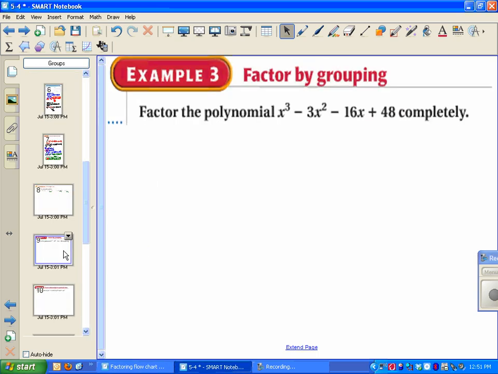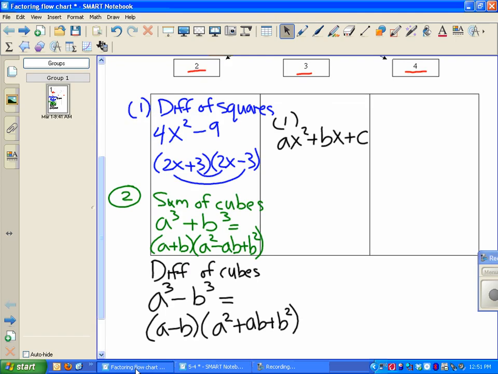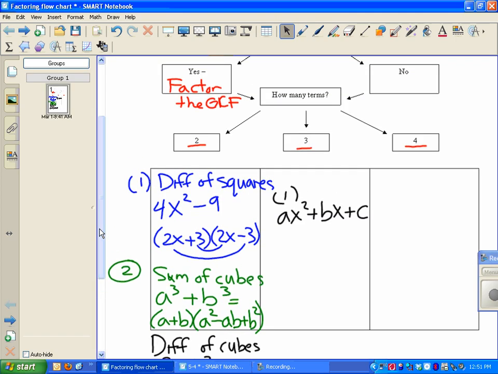All right, and then we are going to factor this polynomial, which is 4 terms. So go back to your chart, 4 terms. So always check if you can factor out a GCF, do that first. If not, then you look for how many terms. So 4 terms we're going to factor by grouping, which you may or may not remember from Algebra 1.